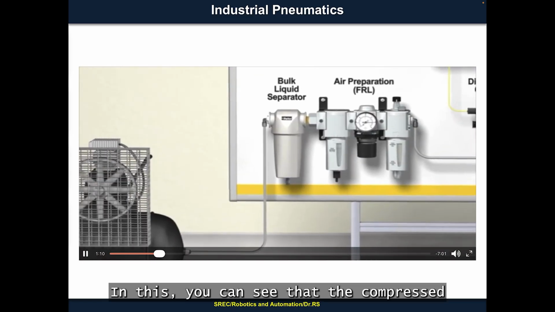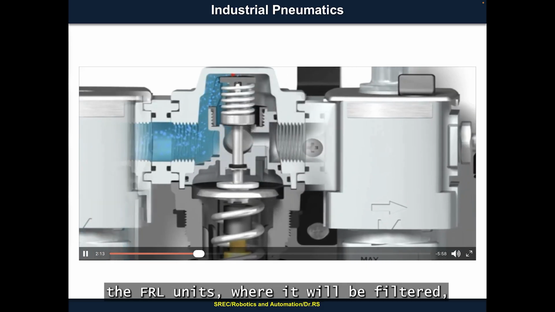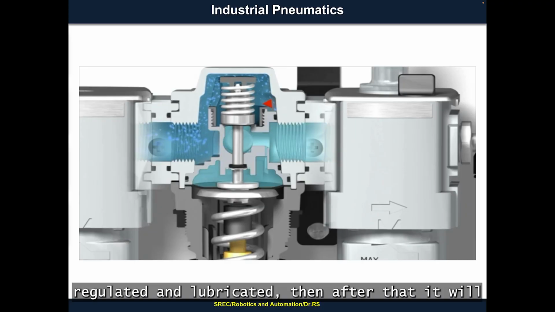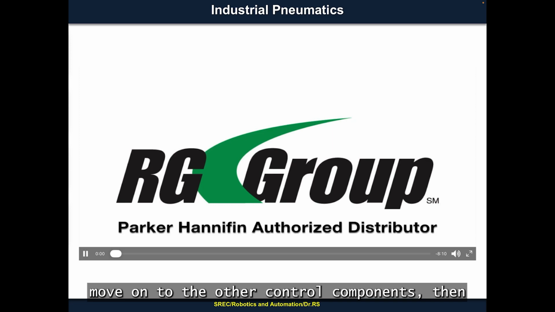So in this, you can see that the compressed air that is being generated by the compressor goes to the FRL unit, where it will be filtered, regulated, and lubricated. Let's not clog the system. This air adjustment has an impact on how much force the system generates. Higher pressure allows the actuator to put out more force. Then after that, it will move on to the other control components.